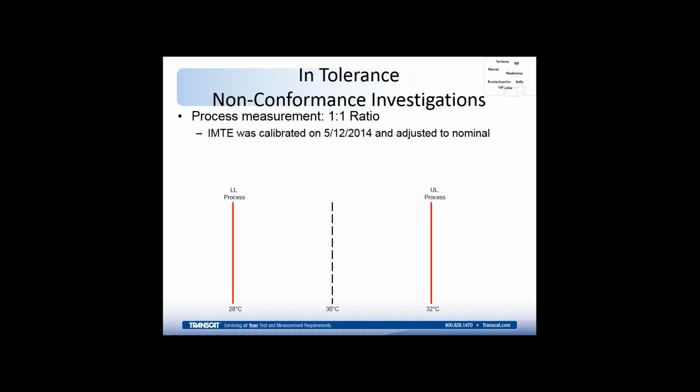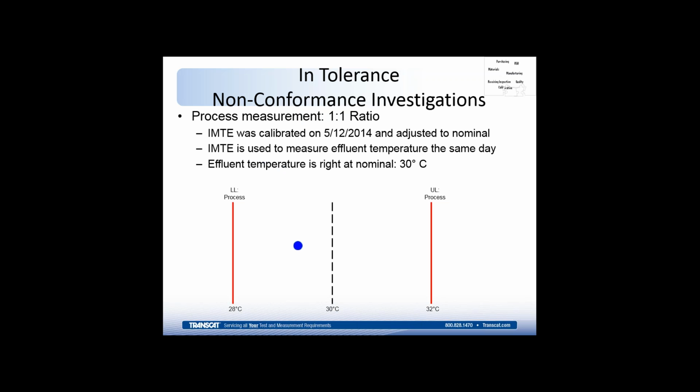So for the instrument value that was calibrated on May 12, 2014 from that original chart, it was the first one on the left. The instrument was used to measure the effluent temperature on the same day that the instrument was calibrated. And so it's right at 30 degrees C.